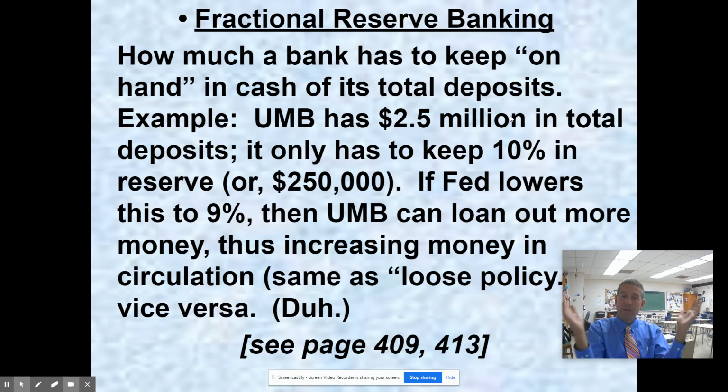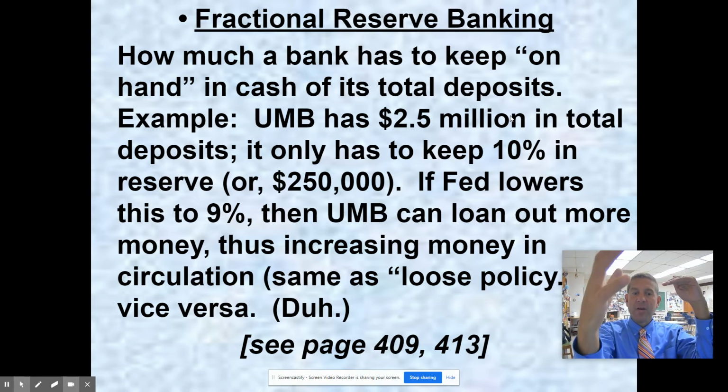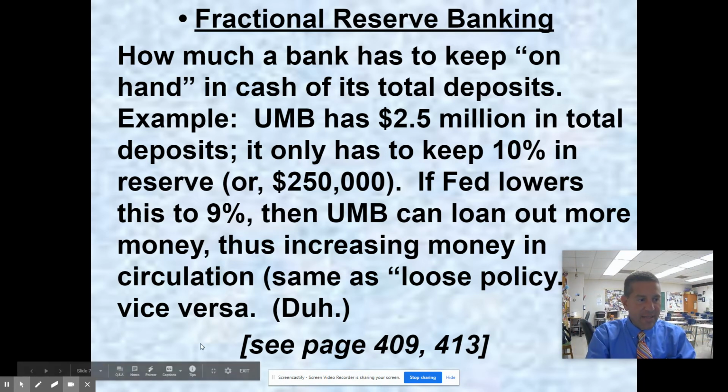So, of course, if loose monetary policy is more money in your economy, that means lower reserve requirements. So in addition to lower interest rates, lower reserve requirements are a way that the Fed can encourage economic activity, pump money into an economy. And conversely, if it raises reserve requirements, banks have to keep a lot more of that money. They can't lend as much out. It's a way of sucking money out of the economy, slowing the economy down. That's called tight monetary policy. It's just like raising interest rates. So that's the fractional reserve banking side.